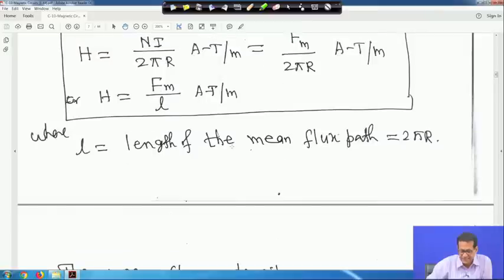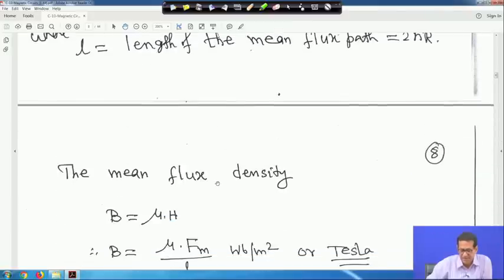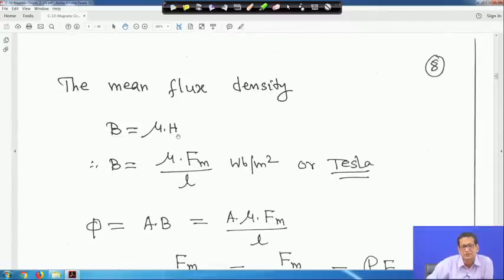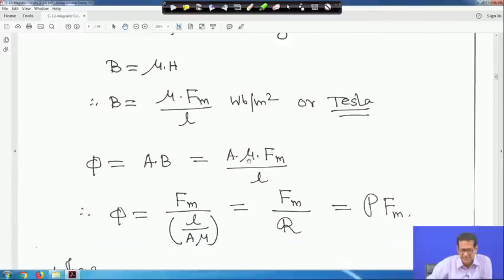Next is the mean flux density. We know B is equal to mu into H, but H is equal to Fm upon L. So B is equal to mu into Fm upon L, Weber per meter square or Tesla, either of these is the unit. Now flux is equal to A into B, where A is the cross sectional area and B is the flux density, with B equal to mu Fm upon L.